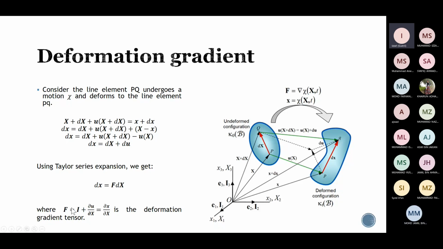The F here equals the identity matrix I plus del u over del X, where u is the displacement. So I plus del u over del X equals del small x over del big X. F here is the deformation gradient tensor. If you look at the definition here, d small x is the final length and d big X is the original length. If you bring d big X to the other side, then F represents the change in length divided by original length, so it's something like a strain quantity.